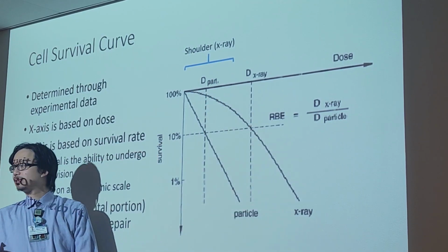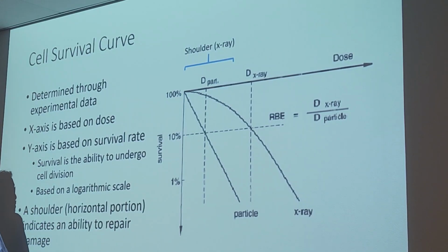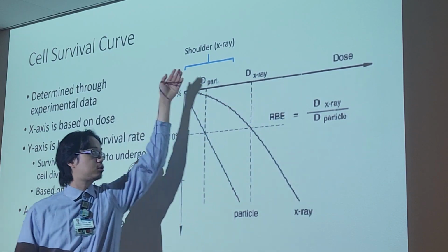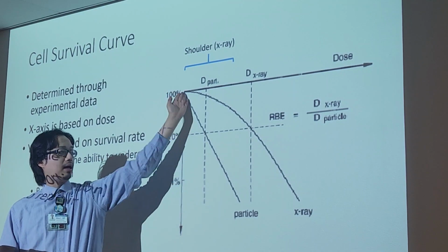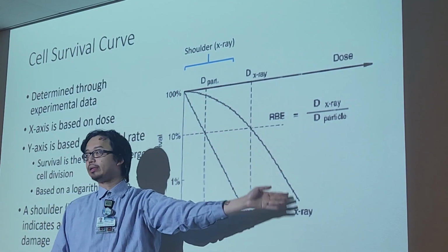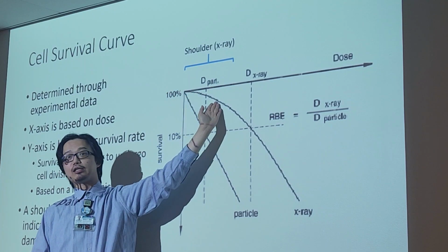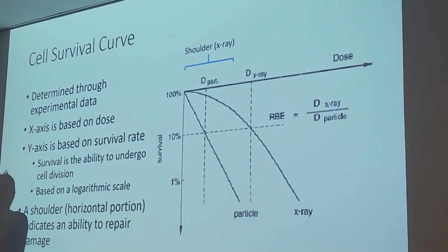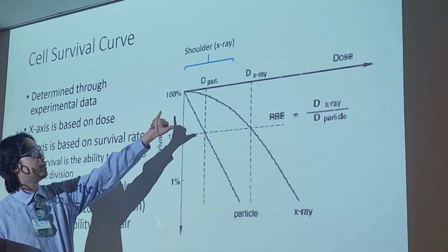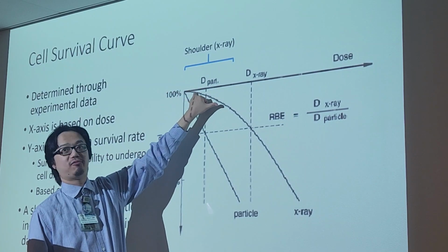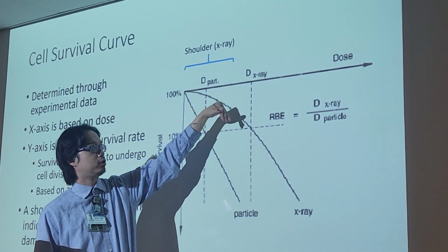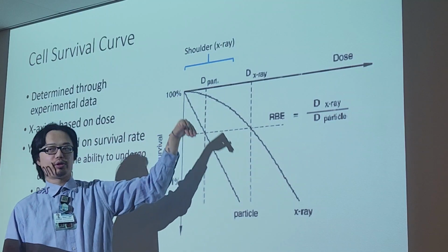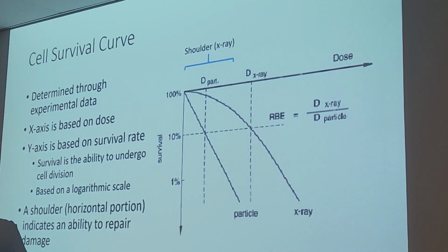Once you're past the shoulder, that's when we see straight damage. Yes? For the registry, what do we have to do? So for the registry: x-axis, dose. Y-axis, survival. High LET radiation, no healing. Low LET radiation, has healing. The healing portion of the curve is your shoulder. It's flat because we see effects of healing. But once we get past the shoulder and it's a straight line, that is just pure damage.